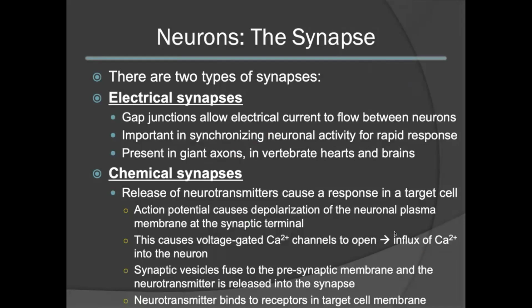This type of synapse is typical between neurons. These synapses are very important in synchronizing neuronal activity to allow for rapid responses. These synapses are present in giant axons, as well as in vertebrate hearts and brains.